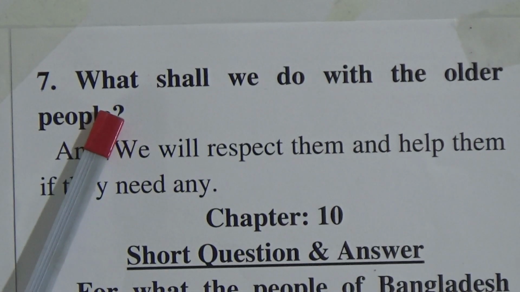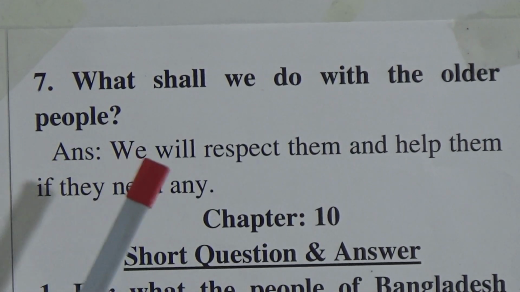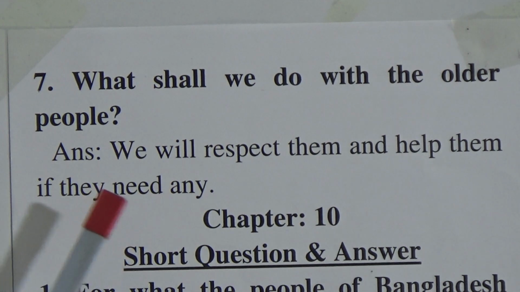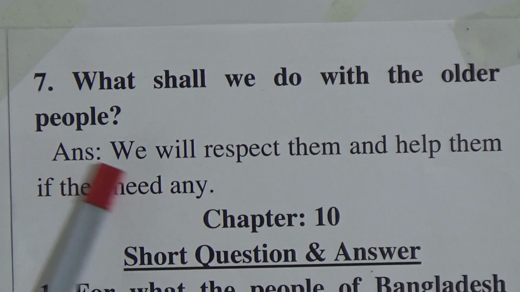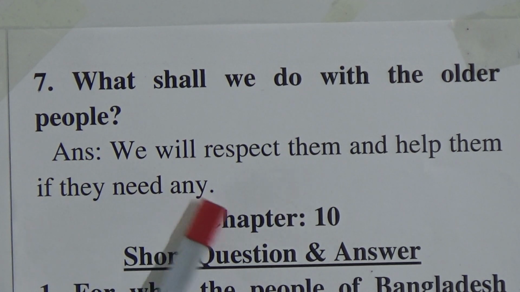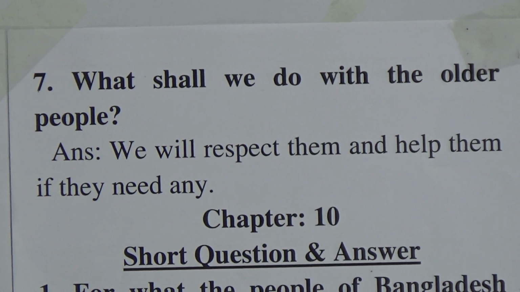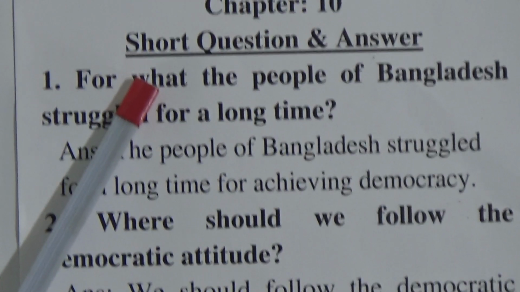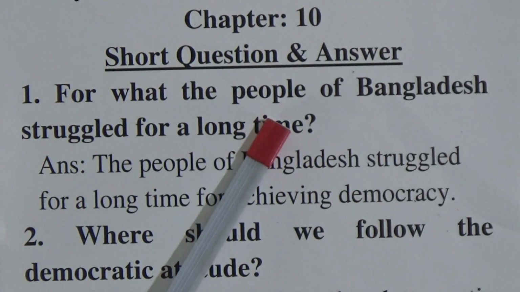And number 7 is what shall we do with the older people? Yes, we all know that we will help them if they need any help, and of course we will respect them. The answer is we will respect them and help them if they need any. So there are 7 short question answers from this chapter, and we have done some more question answers from this chapter before. Now chapter 10, and there are 6 short questions and answers.